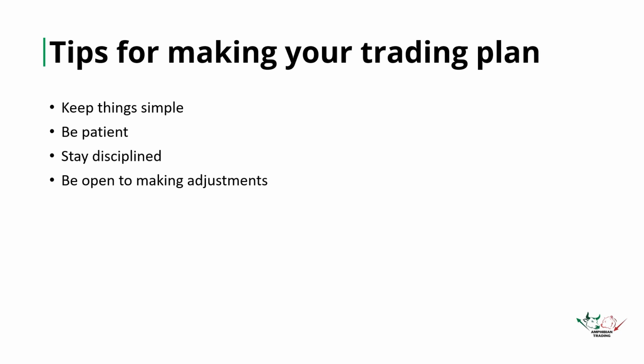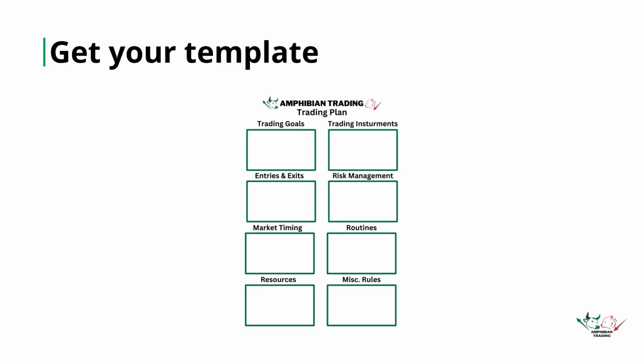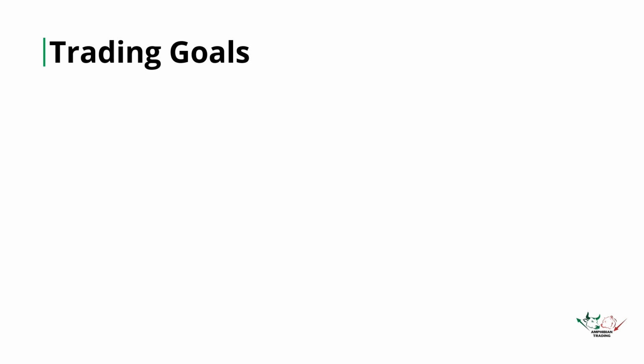Alright, so now that we've gone over what to include in our trading plan and some tips to help make this task easier, let's get started with the first 2 sections. There's a link in the description for a trading plan template you can use to follow along and create your plan. If you don't want to use that, go ahead and open up a new Word document or grab a pen and paper and let's get started. First thing that we are going to do is define our trading goals, and then we'll identify the markets and the type of instruments we're going to trade.